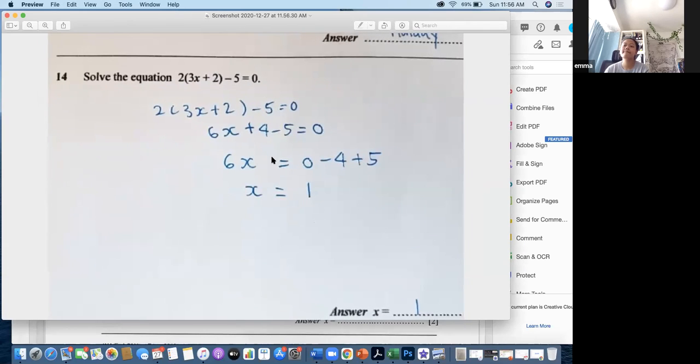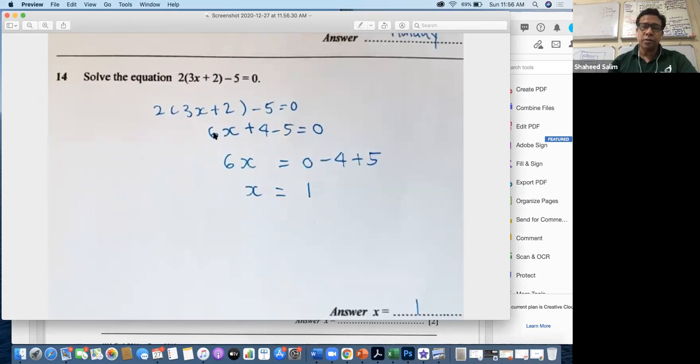Yeah. 2 times 3, 6x, right? 2 times 2, 4. 4 minus 5, you get negative 1. Why don't you minus here before bringing there? Okay, never mind. Still correct, still correct. So this one becomes what? 5 minus 4 is 1, correct? But it's 6x here. Means how do you get rid of the 6?